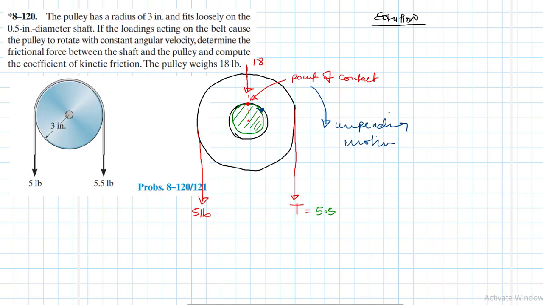Okay. So what if T was equal to 4 pounds? What would happen to the point of contact? The point of contact would shift to the left, right? In blue there, like this.